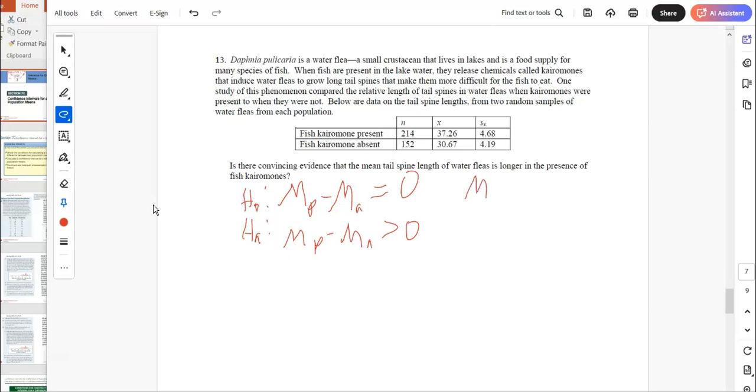Then you define mu P as the true mean length of all water flea tail spines when the pheromones are there. And then mu A is the true mean length of all water flea tail spines when the pheromones are not there, or they're absent. Of course, alpha is 0.05. So we're going to do what's called a 2-sample t-test.